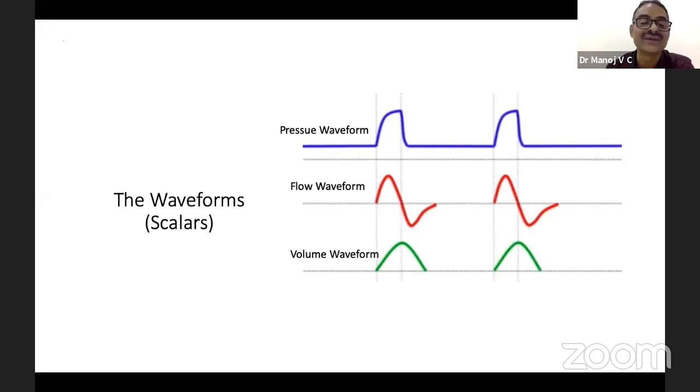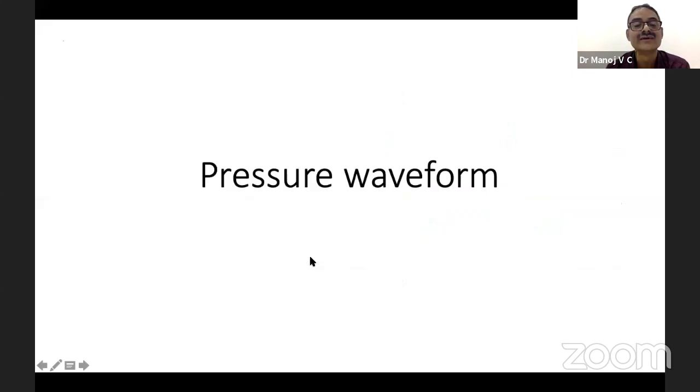So now let's get on to the various waveforms. This is going to be a monotonous lecture. I try to make it as interesting as possible with some polls and all. Feel free to ask questions, and hopefully we'll have some discussion at the end. So the waveforms, I said there are three types of waveform: the pressure waveform, the flow waveform, and the volume waveform. First, we'll talk about the pressure waveform.